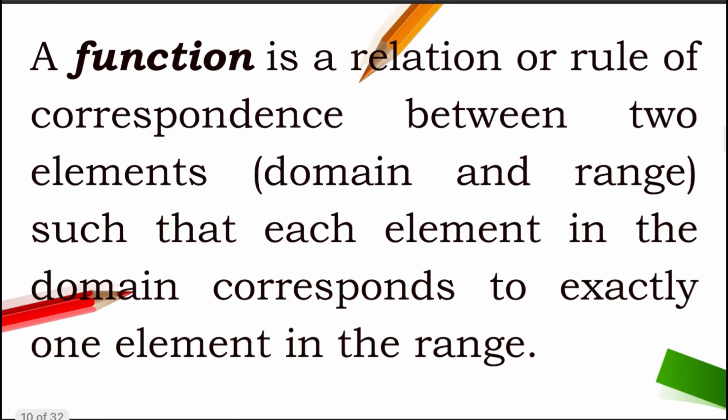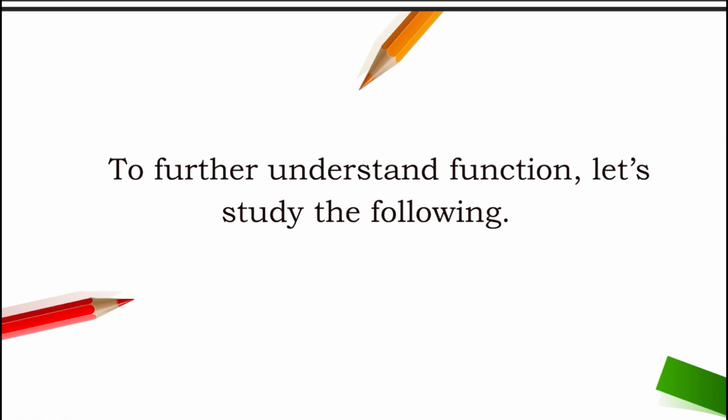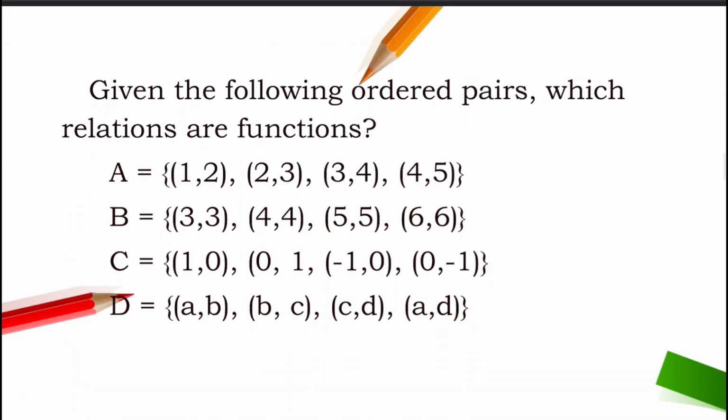Now, what about a function? A function is a relation or rule of correspondence between two elements, the domain and range, such that each element in the domain corresponds to exactly one element in the range. To further understand function, let's study the following. Given the following ordered pairs, which relations are functions?